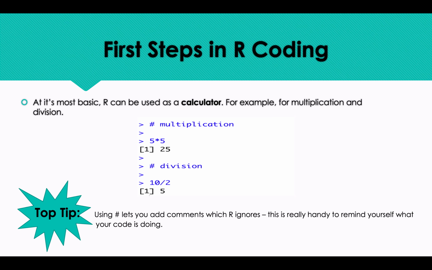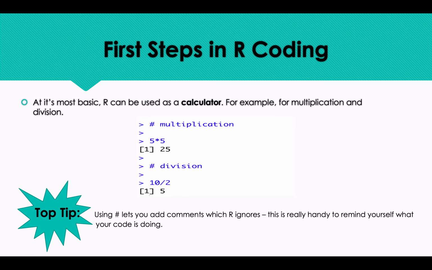Now to get on to some coding. At its most basic, R can be used as a calculator. For example, for multiplication, you can use the asterisk symbol, or for division, you can use the / symbol.